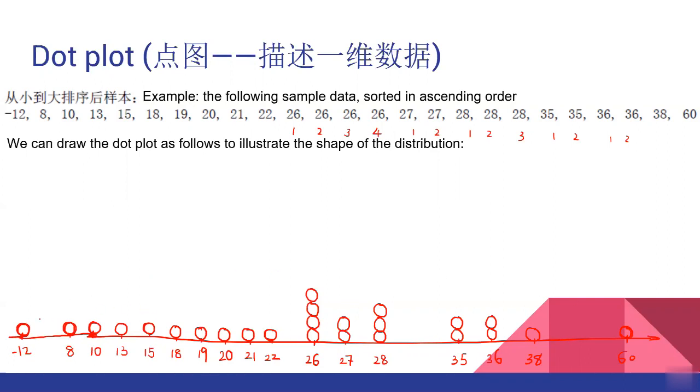Okay, in this way, this diagram is called dot plot. And in the dot plot, you can see a very rough distribution of the data, like this, right? It shows that most of the data are concentrated around 26 to 28, right? This is roughly illustrating the distribution of the one-dimensional data. Understand? You should be able to draw and read such a diagram. All right, any questions?